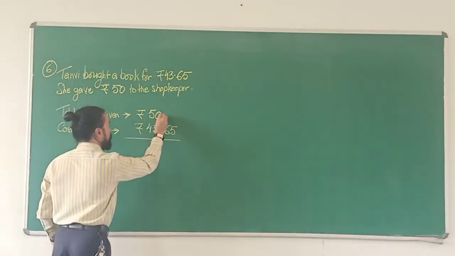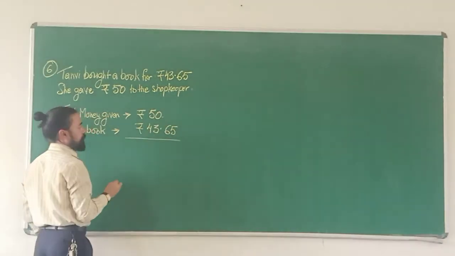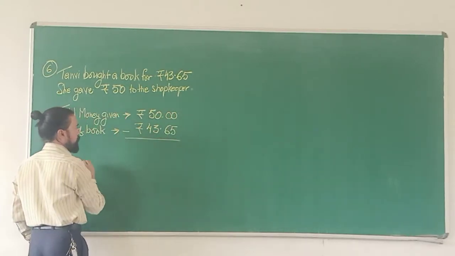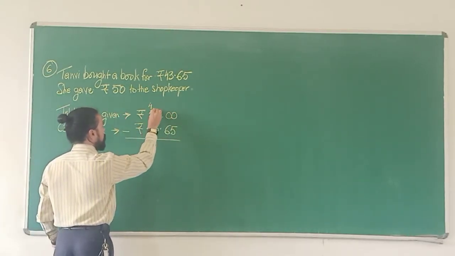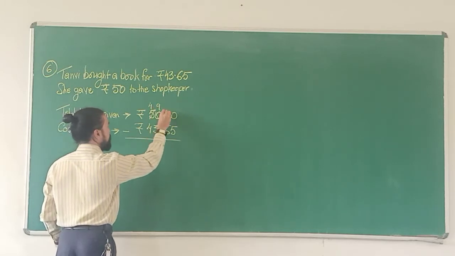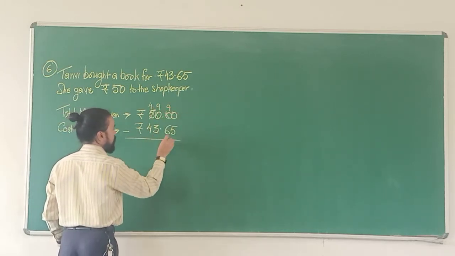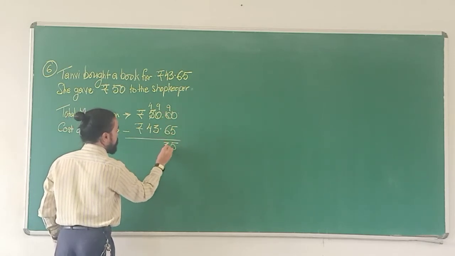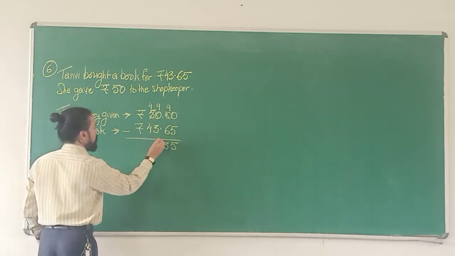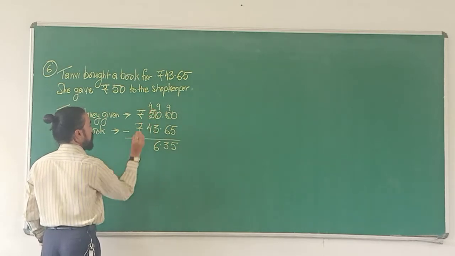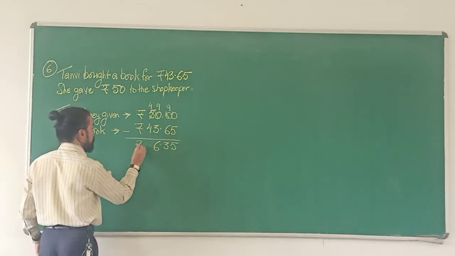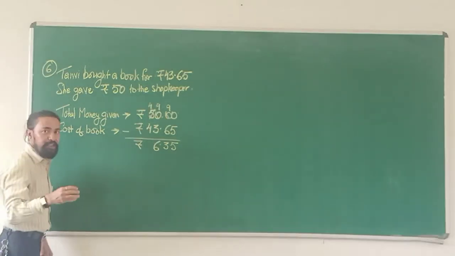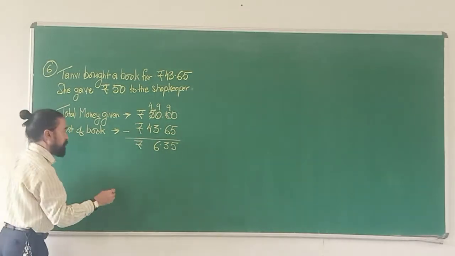Now the point of 50 is after the number 50. Empty spaces fill with 0. Now I subtract. 5 becomes 4. This becomes 10, 9. This becomes 10, 9. This becomes 10. 10 take away 5 is 5. 9 take away 6 is 3. 9 take away 3 is 6. And 4 take away 4 is 0. So let it be as it is. What is this amount? This is the money that the shopkeeper returns back to Tanvi.